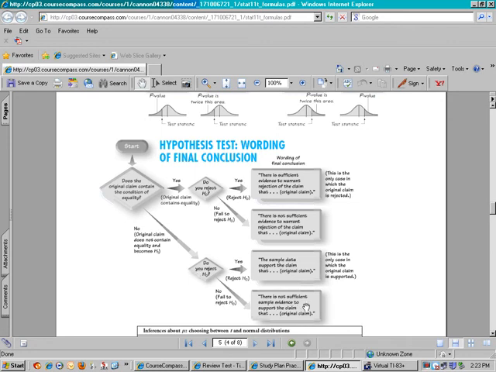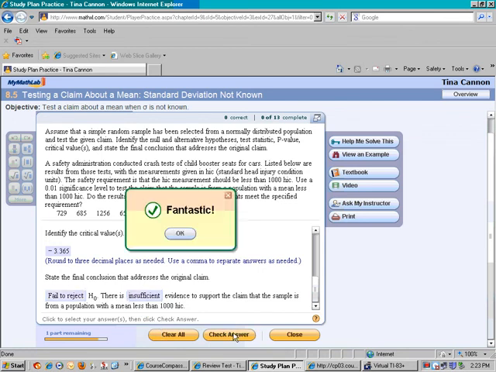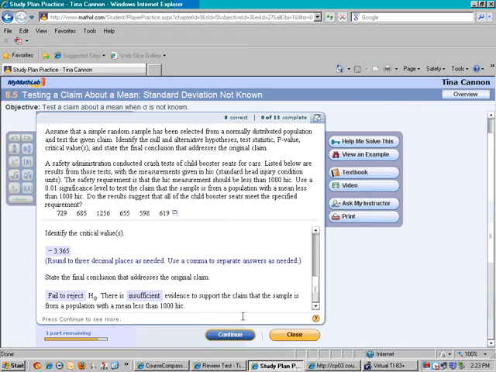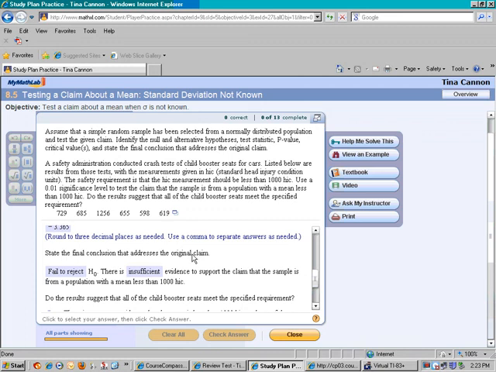So there is not sufficient sample evidence to support the claim. So we come back. There is insufficient. We'll use that. Insufficient. And so we will check our answer, and we have it correct. Now, remember our problem, what we were talking about. There is insufficient evidence to support the claim that the sample is from a population with a mean less than 1,000. There's not enough evidence to support this claim.